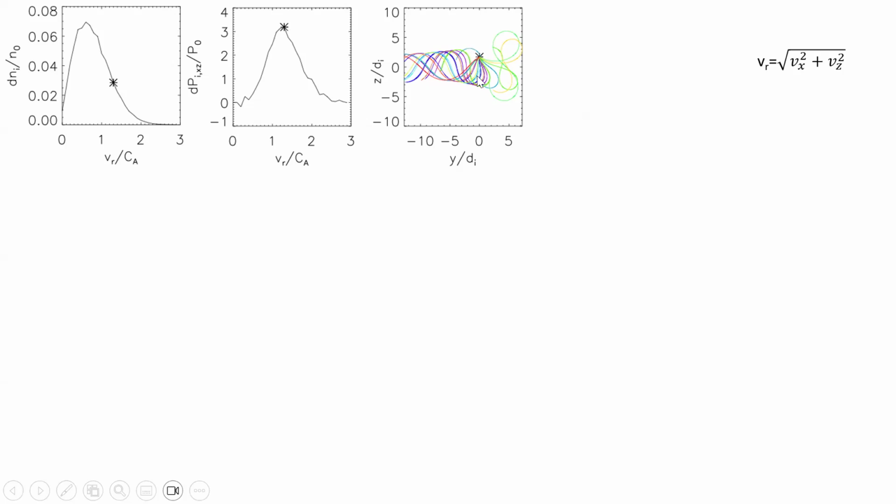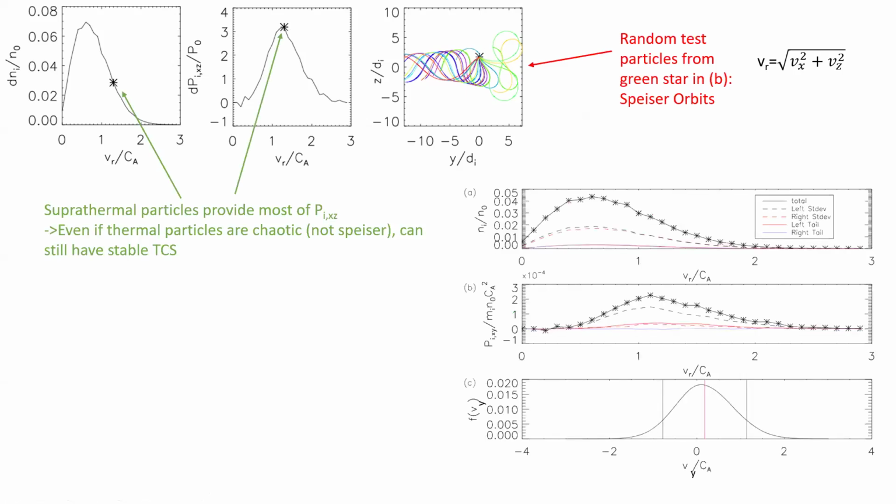And when we run some test particles through our simulation, we get these orbits, which are your standard meandering Speiser orbits, as well as your figure-of-8 orbits. But in these plots, we integrated over Vy entirely.